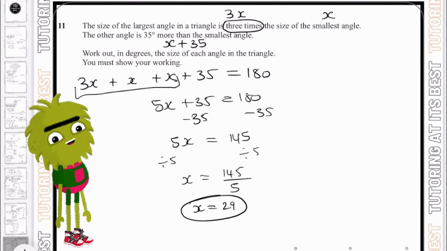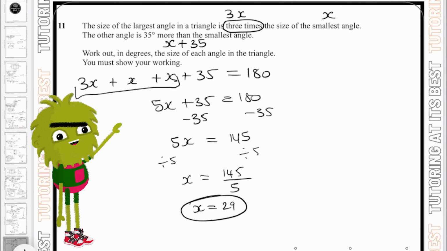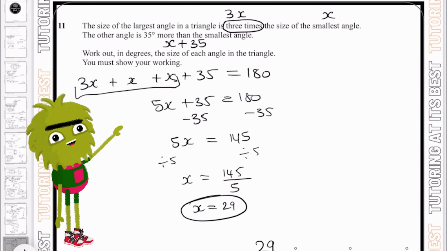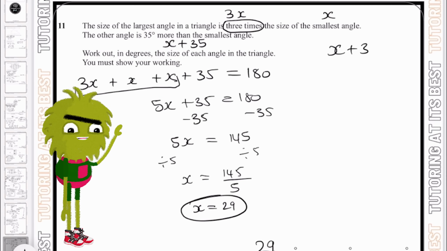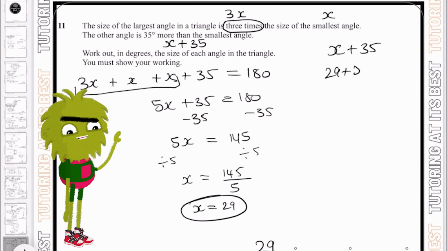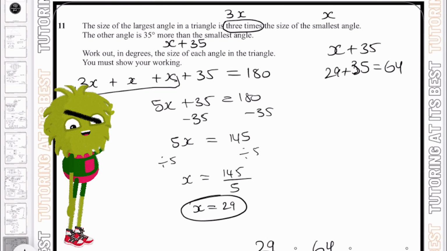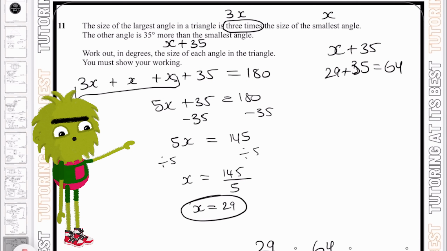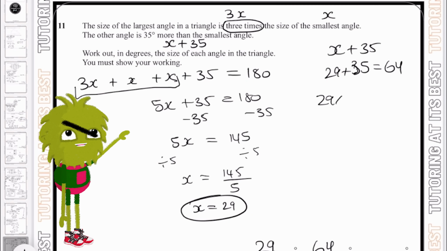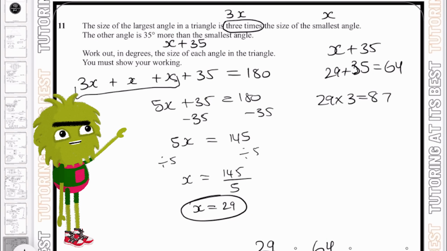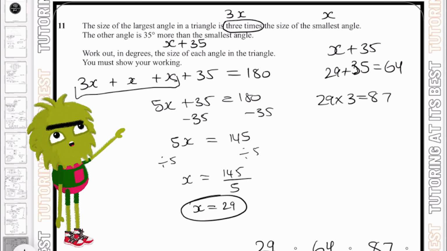So now we know the value of x, we need to work out the size of each angle. The smallest angle is x, so we can write that down here. We then know that the second angle is x plus 35, so we have 29 plus 35, which gives us 64. And then we know the largest angle is 3 times the smallest angle, so we have 29 multiplied by 3, which gives us 87, and we can write that out here.